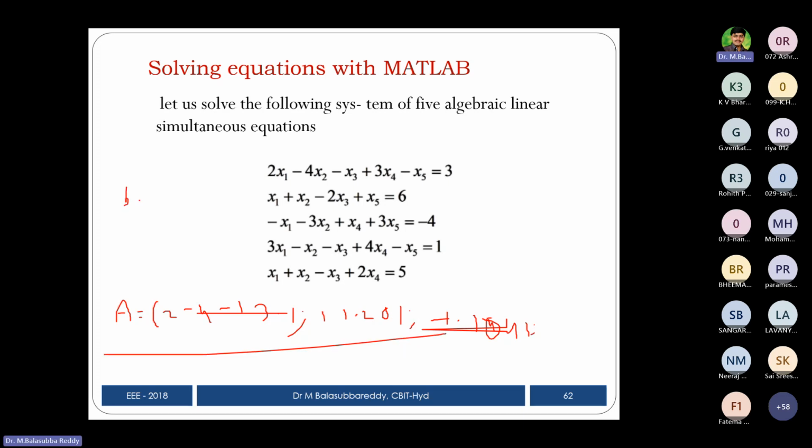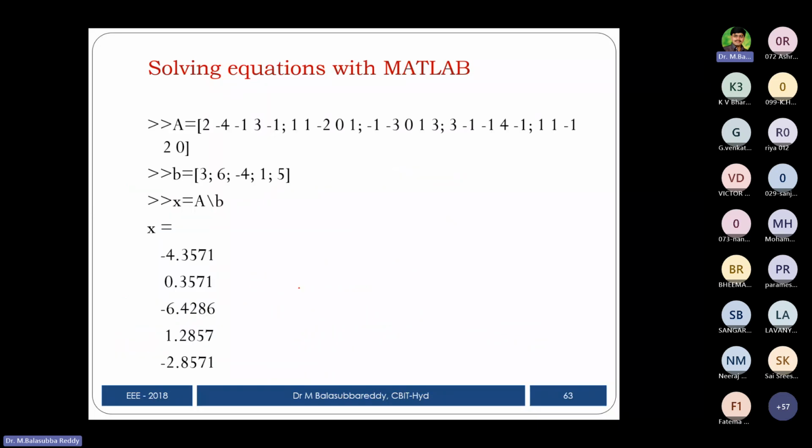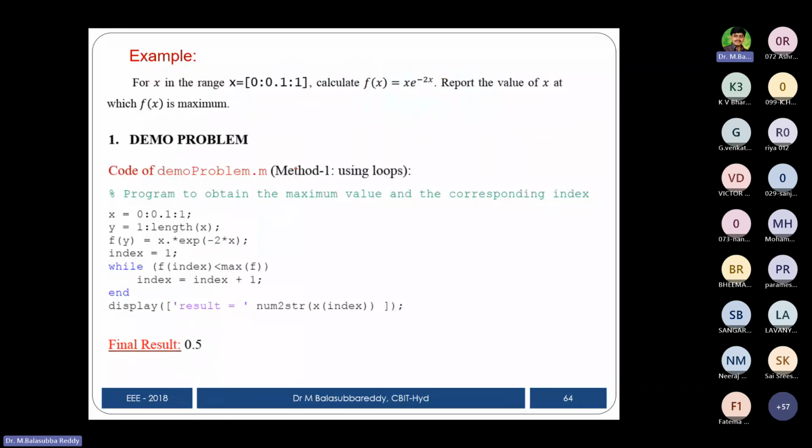Then B matrix, constants only. How to write the B matrix? 3, semicolon, then 6, semicolon, then minus 4, then 1, then 5, like that. So you can give the B as well. Why I use semicolon is it is row ended. Then directly you can use either of those. I already mentioned, take it as inverse of A into B, or A backslash B. That way also you can write.